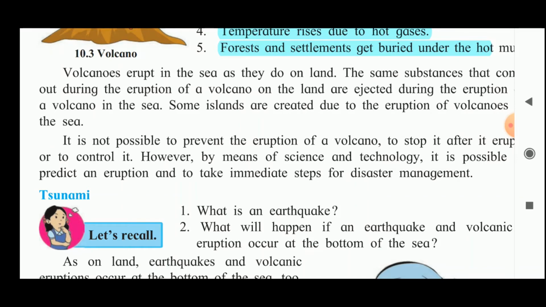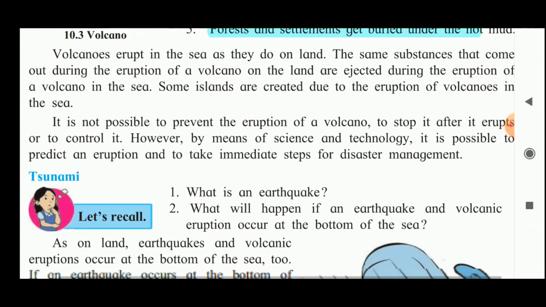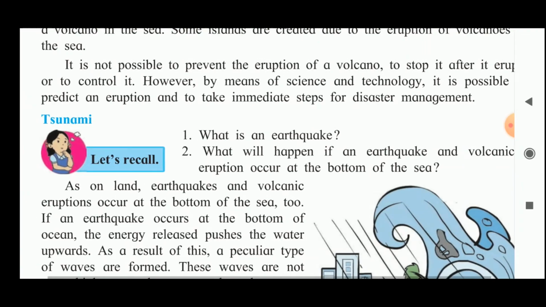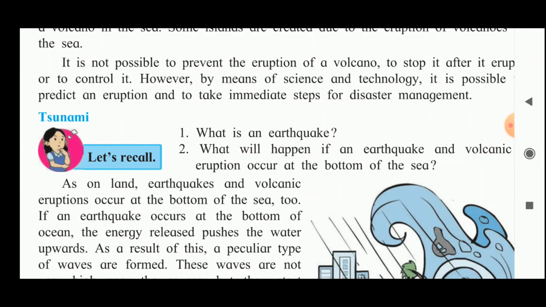Now it is not possible to prevent the eruption of the volcano, to stop it after it has erupted, or to control it. However, by means of science and technology, it is possible to predict an eruption and to take immediate steps for the disaster management. Is that clear to all of you?